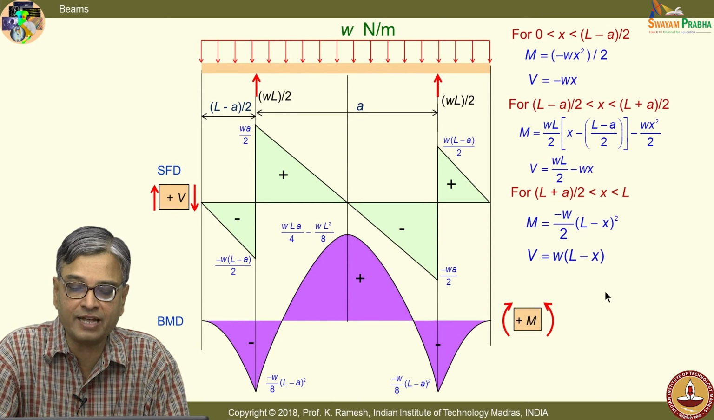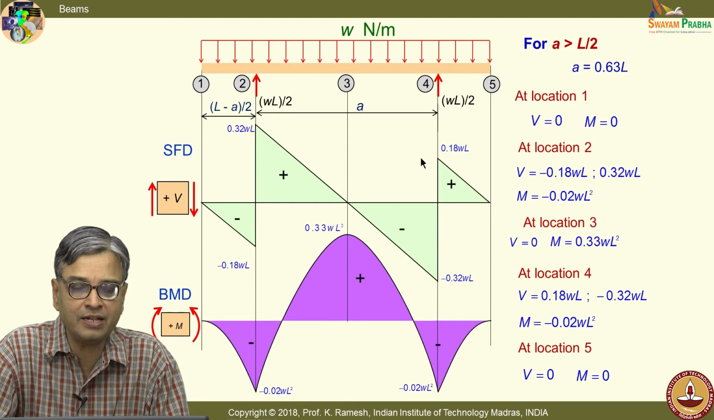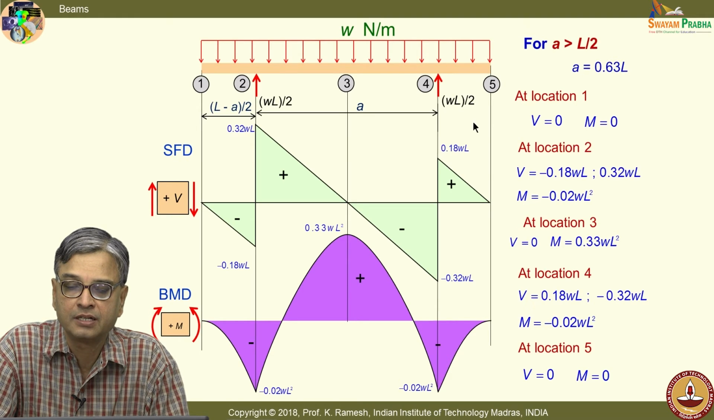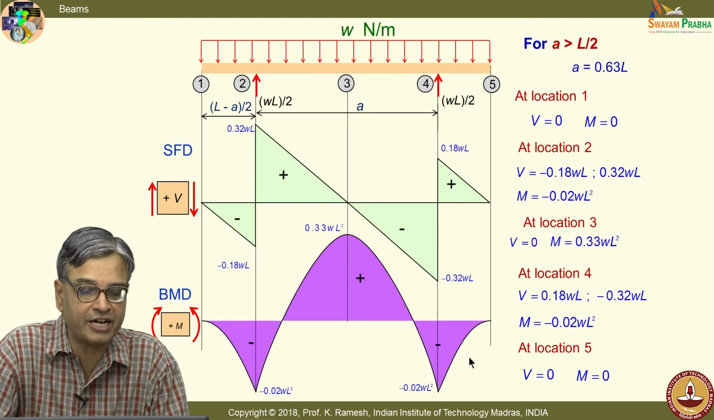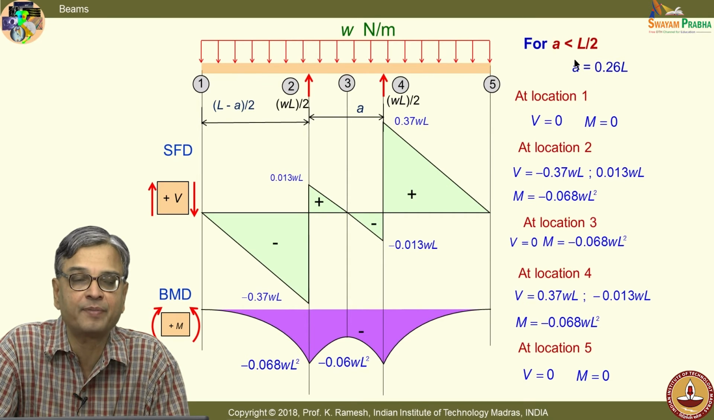So, that is the reason why I want you to plot one below the other, and I have also given these for a numerical value of A equal to 0.63 L, and I get these numbers like this. So, this shows how the variation is. I have done it for two cases. I have taken a case where A is greater than L by 2, and I have also taken a case where A is less than L by 2.